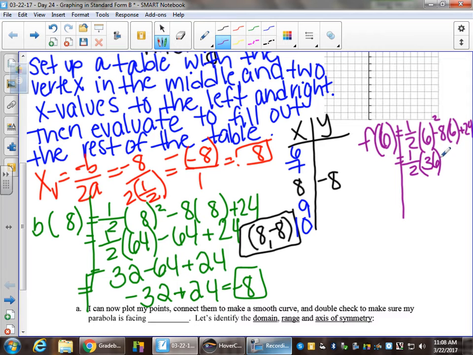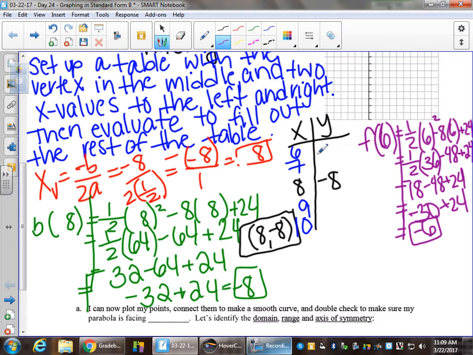What's my next step? $24. Sorry, I don't have a lot of room either. 1/2 of 36, 18. So we have 18 minus 48 plus 24. 18 minus 48 is minus 30, plus 24 is -6. Where is that -6 going to go?